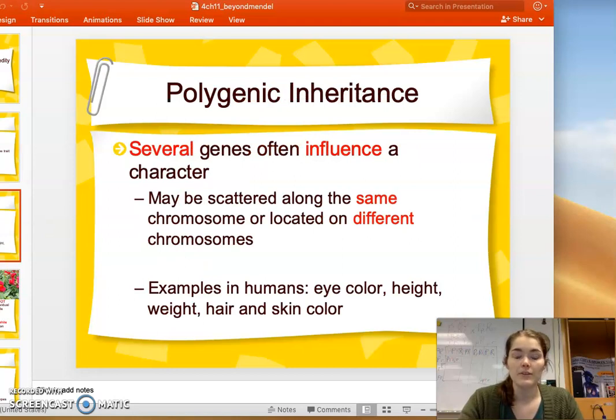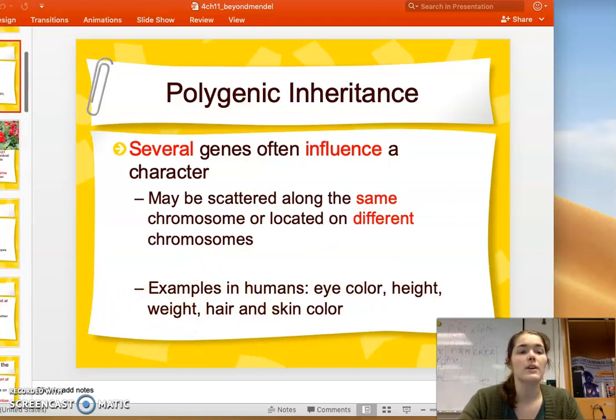There's also different types of inheritance where it's not just one gene. Your height is an example. It's not just one gene because you're not just either 5 foot or 6 foot. You could be somewhere on the spectrum of heights. We call this polygenic inheritance. Poly meaning many, genic meaning genes. So it's controlled by many genes. So several genes often influence a characteristic. Maybe scattered on the same chromosome, maybe scattered on different chromosomes, doesn't matter. Examples, eye color, height, weight, hair, and skin color. And your weight does have biological components to it.